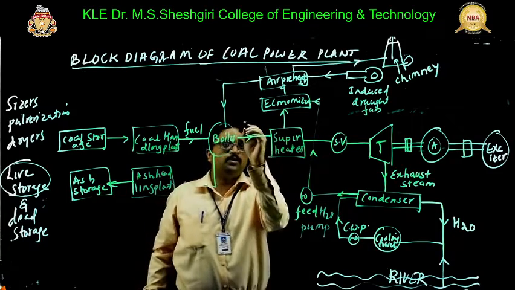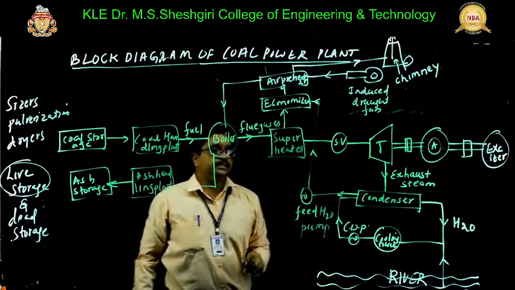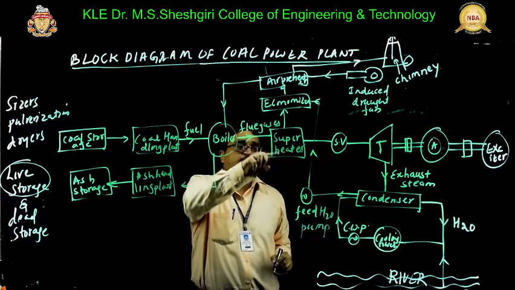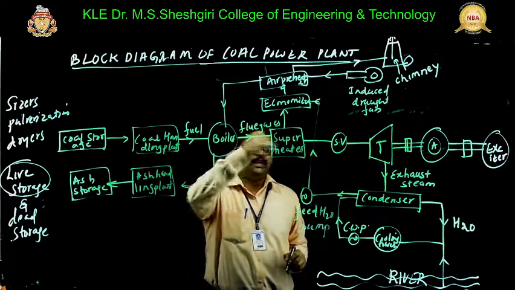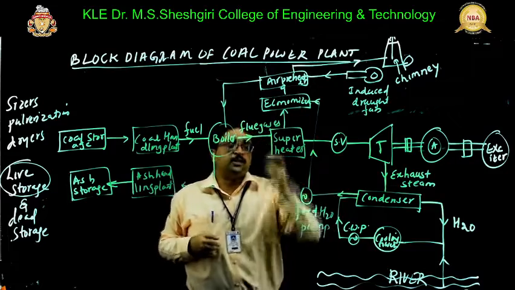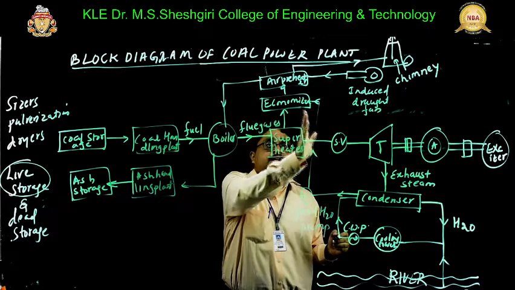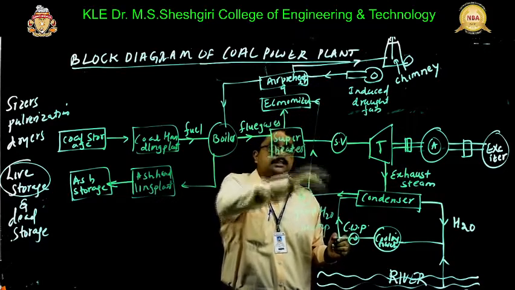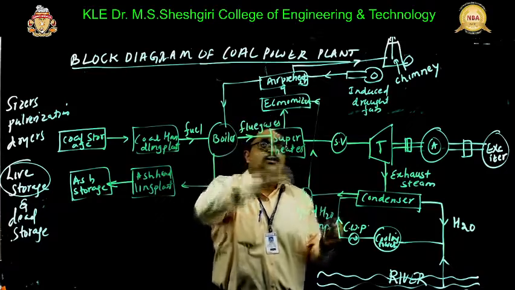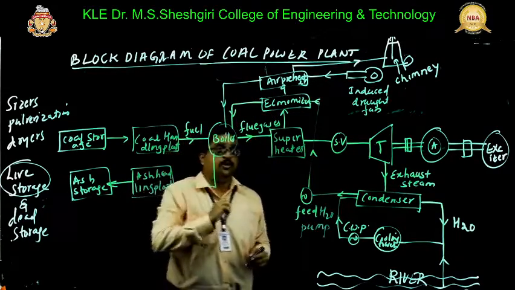There will be flue gases coming out of the boiler. The flue gases that come out are superheated. They heat the water in the economizer. So the water passing through the economizer will be heated by the flue gases, meaning the heat is saved in the economizer, and then it is fed to the boiler.